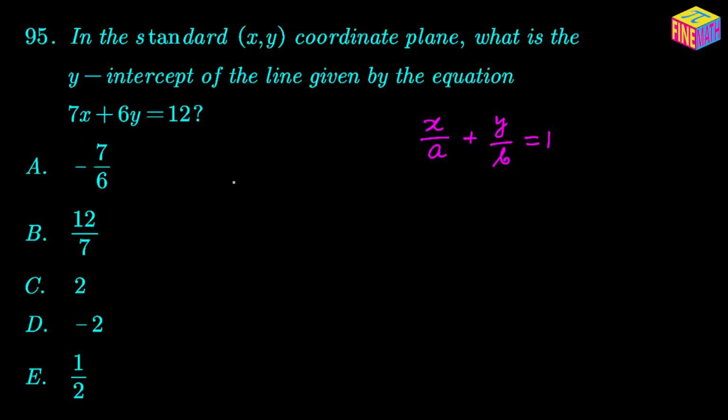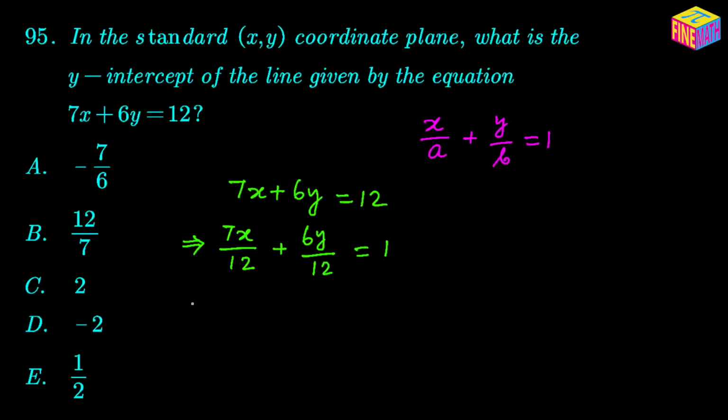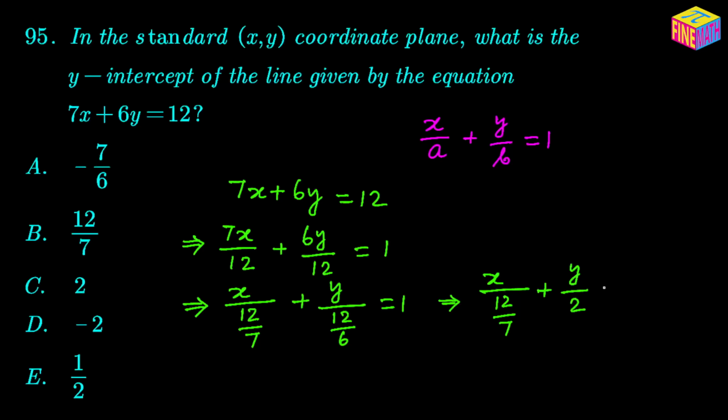Well, the given equation is 7 times x plus 6 times y is equal to 12, and if we divide both sides by 12, then from here we get 7 times x over 12 plus 6 times y over 12 is equal to 12 over 12, which is 1. So if we simplify it a little bit, we can say x over 12 over 7 plus y over 12 over 6 is equal to 1, and then we can write it like this: x over 12 over 7 plus y over 2 is equal to 1.